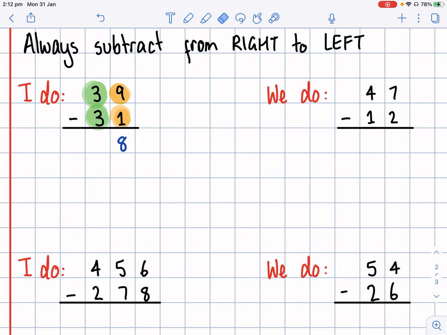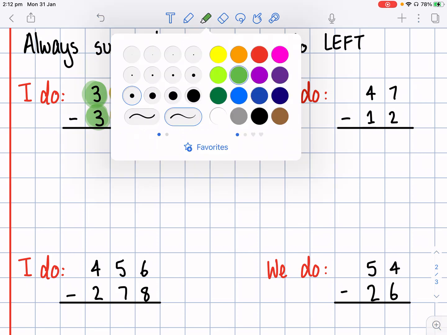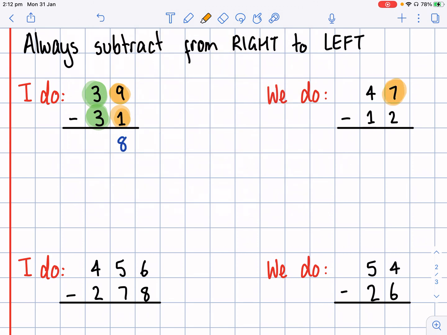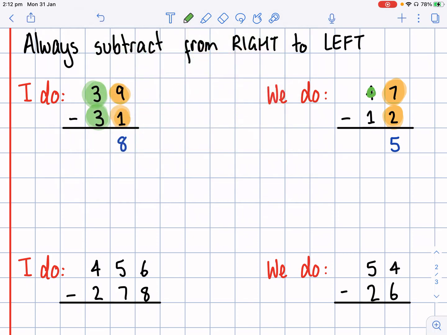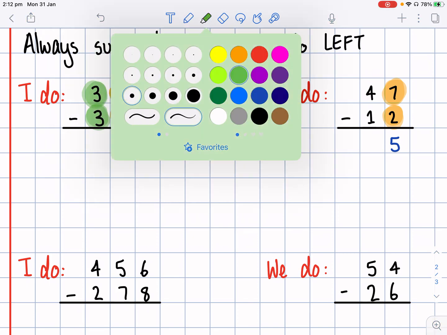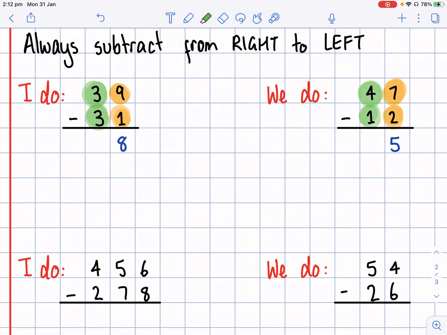I now want you to have a go at 47 minus 12. Pause the video, unpause when you're ready. Okay, so we're ready. 47 minus 12. Let's again start off with 7 minus 2. Now that is 5. And then we've got the next column in from the right, which is 4 minus 1, gives us 3. So the answer is 35.